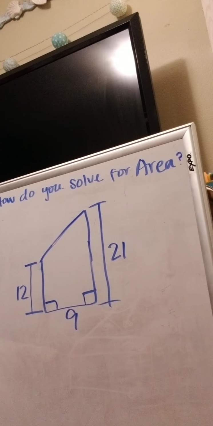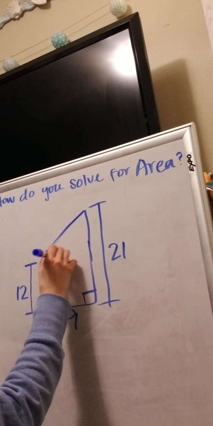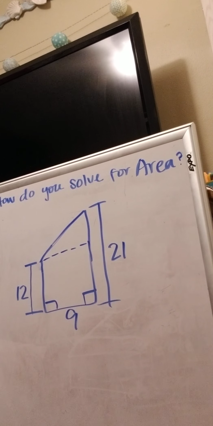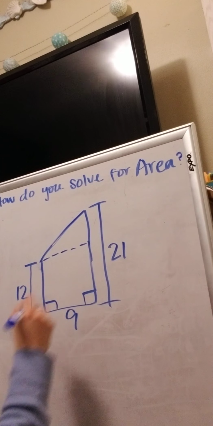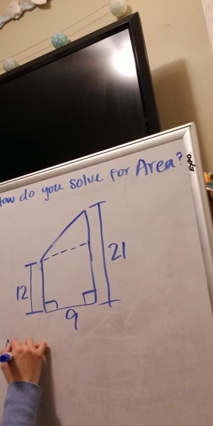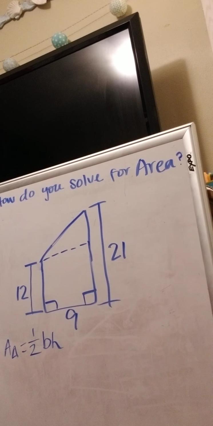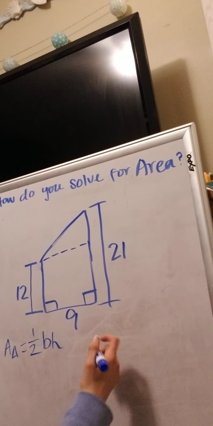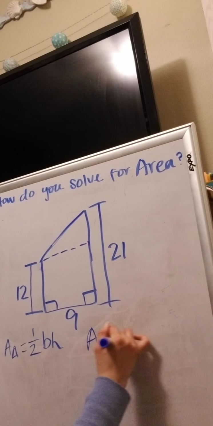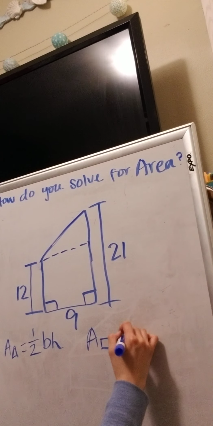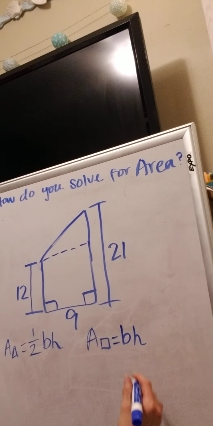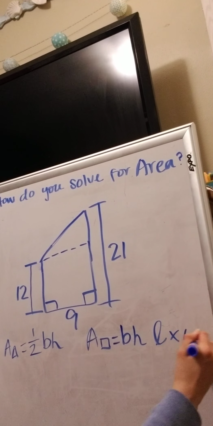Alright, so we're going to figure out what the area of this shape is. What I'm going to do first is cut these into pieces that I can do a little bit easier. And then we're going to write out the formulas. So we said the area of a triangle is half the base times the height. And this looks like a square to me, so the area of a square is just the base times the height, or length times width.